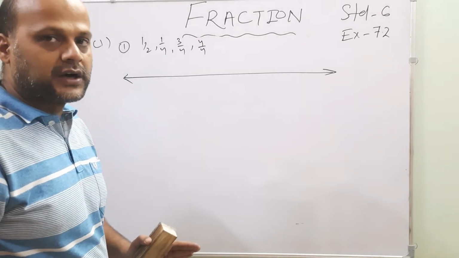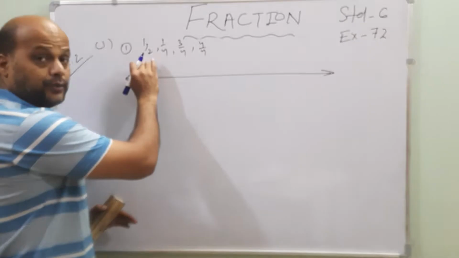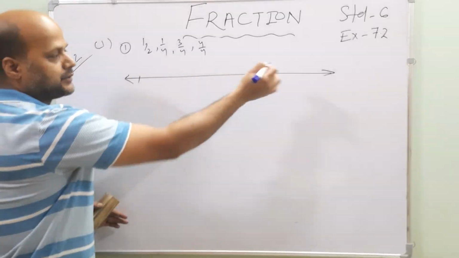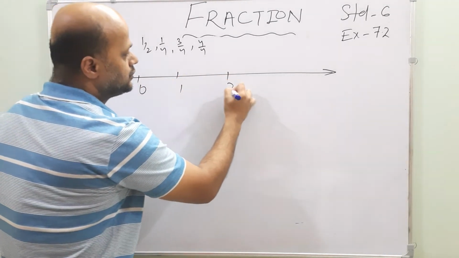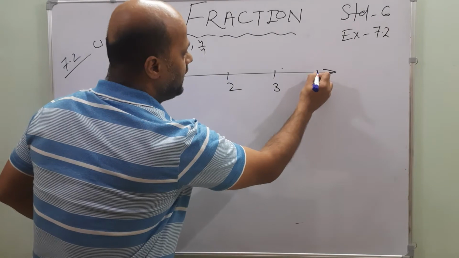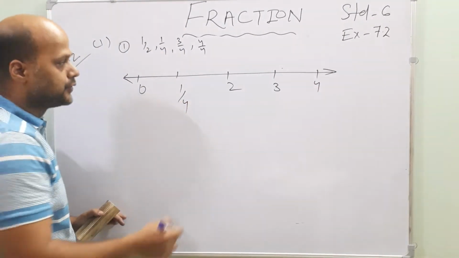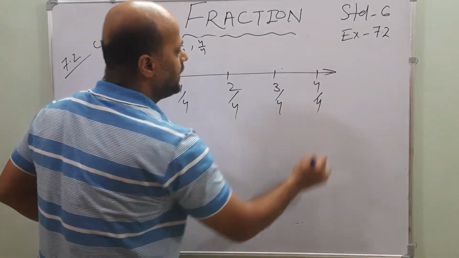First thing is, what is the total number of parts? It means the denominator: 2, 4, 4, 4. All are in 4. So divide this number line into 4 equal parts. That is 0, 1, 2, 3 and 4. Okay. So 1 by 4, the first one is 1 by 4. The second one is 2 by 4, then 3 by 4 and 4 by 4.